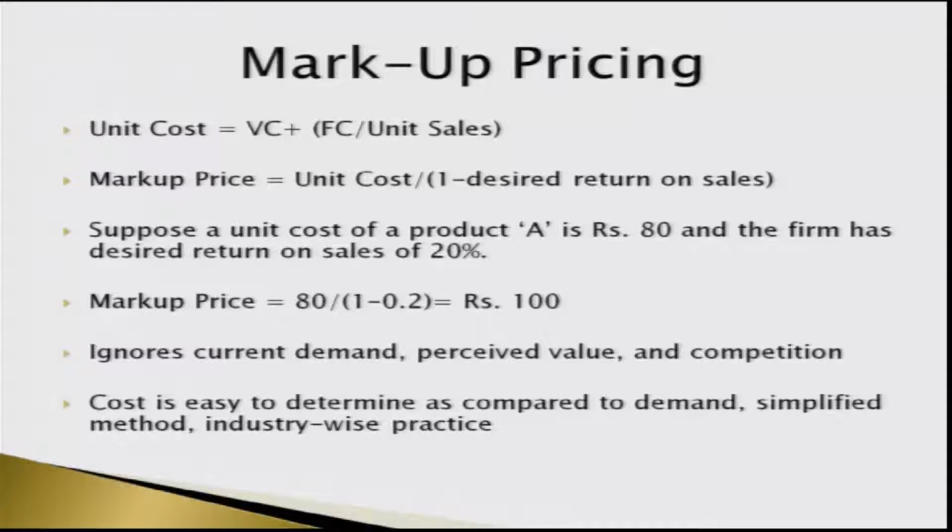So, for example, suppose you have a product A for which the cost of production, the cost of sales, is 80 rupees, and your desired rate of return is 20%. In that case, the markup price will be unit cost, 80, and at the denominator you have 1 minus 0.2. So, 0.2 is the fraction of the desired return on sales, that is 1 minus 0.2, which equals 0.8. So, the formula gives you the markup price equal to 100 rupees.